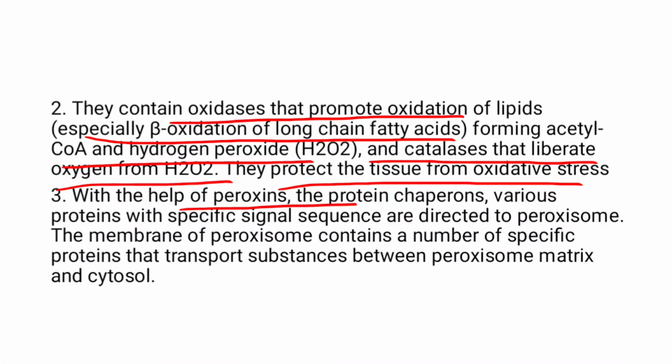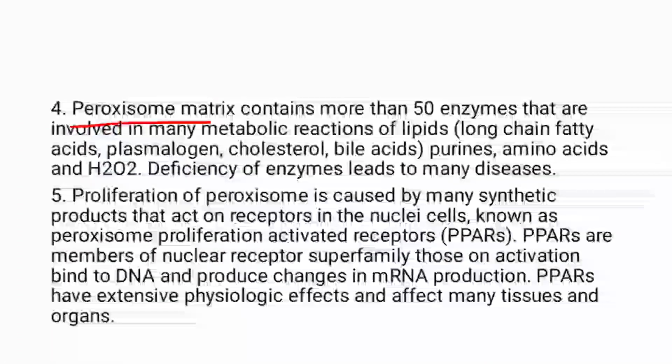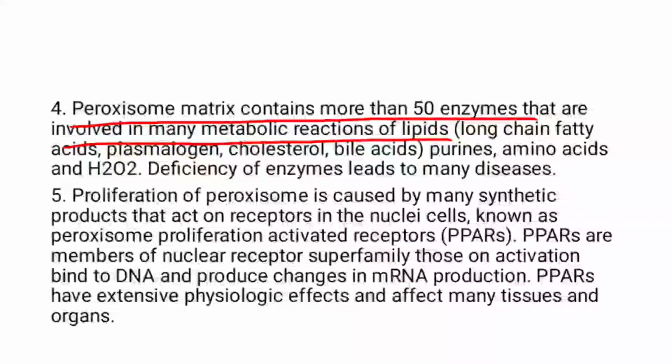With the help of peroxins, the protein chaperones, various proteins with a specific signal sequence are directed to the peroxisome. The peroxisome membrane contains a number of specific proteins that transport substances between the peroxisome matrix and cytosol. The peroxisome matrix contains more than 50 enzymes that are involved in many metabolic reactions of lipids, that is, long chain fatty acids, plasmalogen, cholesterol, and bile acids, and purines, amino acids, and hydrogen peroxide. Deficiency of enzymes leads to many diseases.